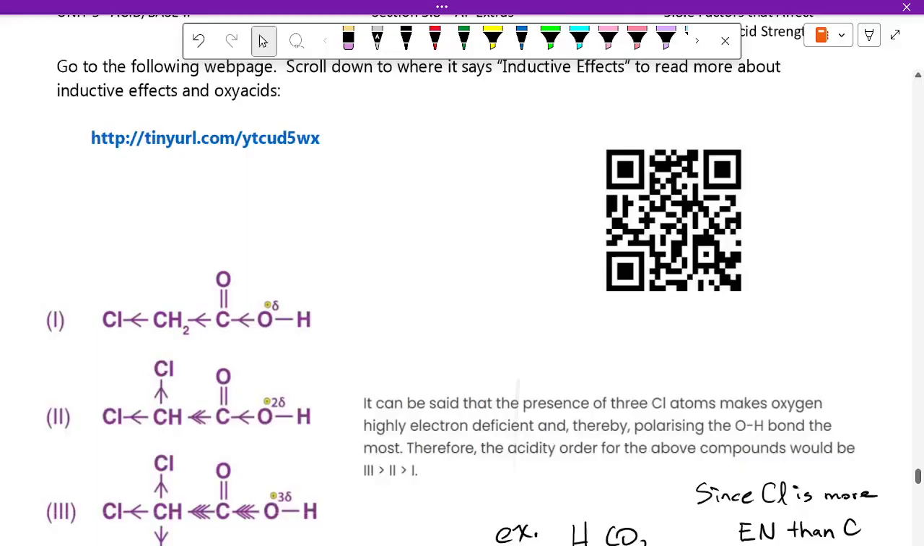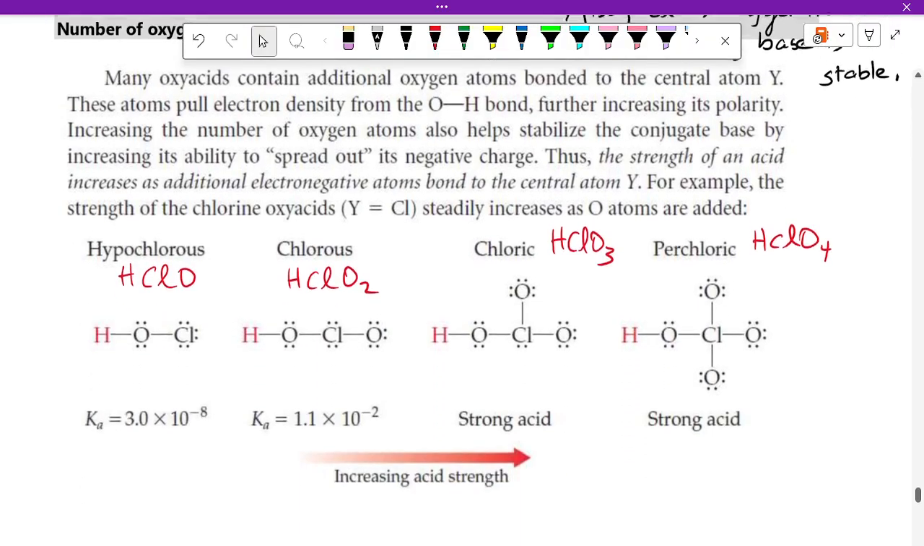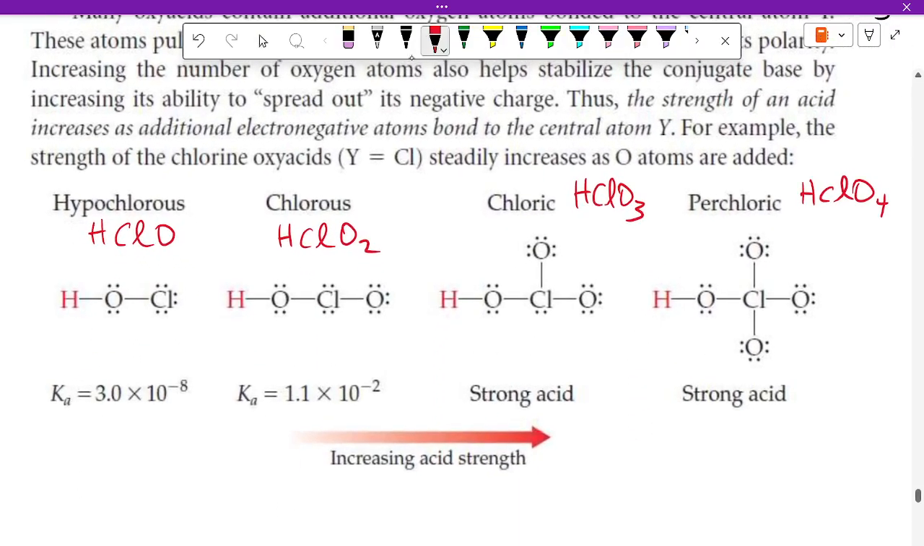You can go and look at things if you want to. Now, here we go. Here we're going to compare with the number of oxygen atoms. One of our most famous examples of those is where we have HClO, HClO2, HClO3, and HClO4. Look at those Ka values. Small, bigger, strong acid, strong acid.